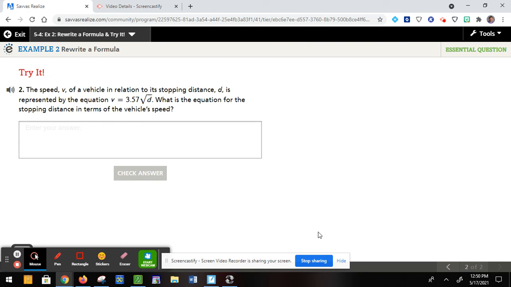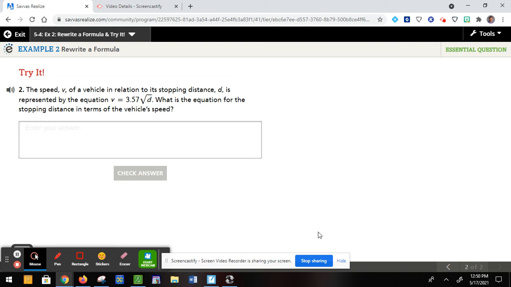The speed v of a vehicle in relation to its stopping distance, d, is represented by that equation, which makes sense. Those of you that are going to be driving soon, the faster you're going, the longer it's going to take you to stop your car. And that just seems logical, right? So what is the equation for the stopping distance in terms of the vehicle's speed?